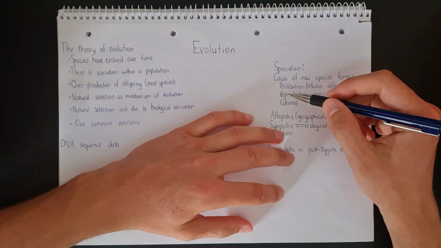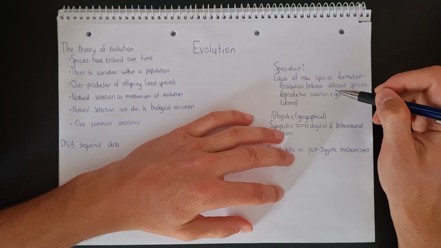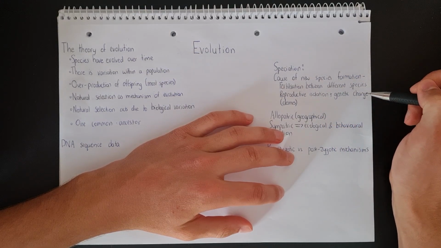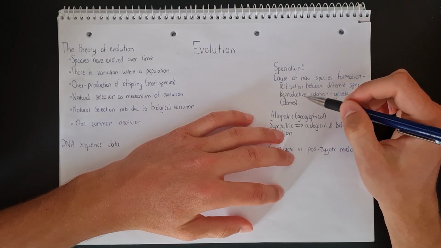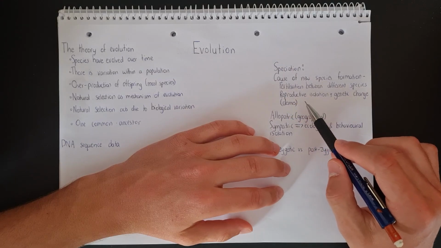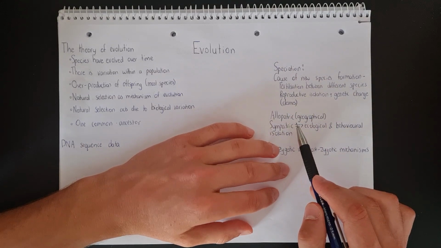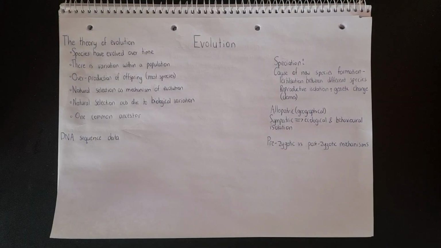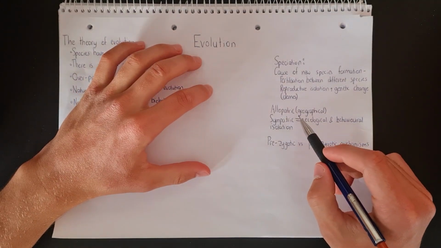The second method of speciation is reproductive isolation and genetic change, and then that will form demes. Now, the two types of this type of speciation are allopatric and sympatric. Now let's take a look at allopatric speciation.